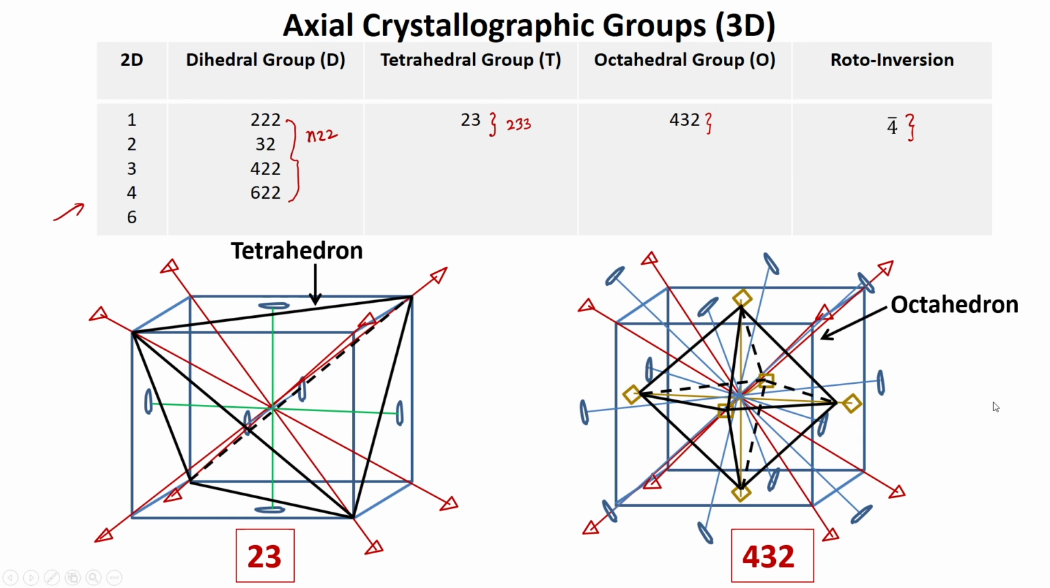So, that is why this group is called the octahedral group, and the symbol used is O. And roto-inversion I have already discussed in the last lecture. So, now we are going to add mirrors to these axial groups.